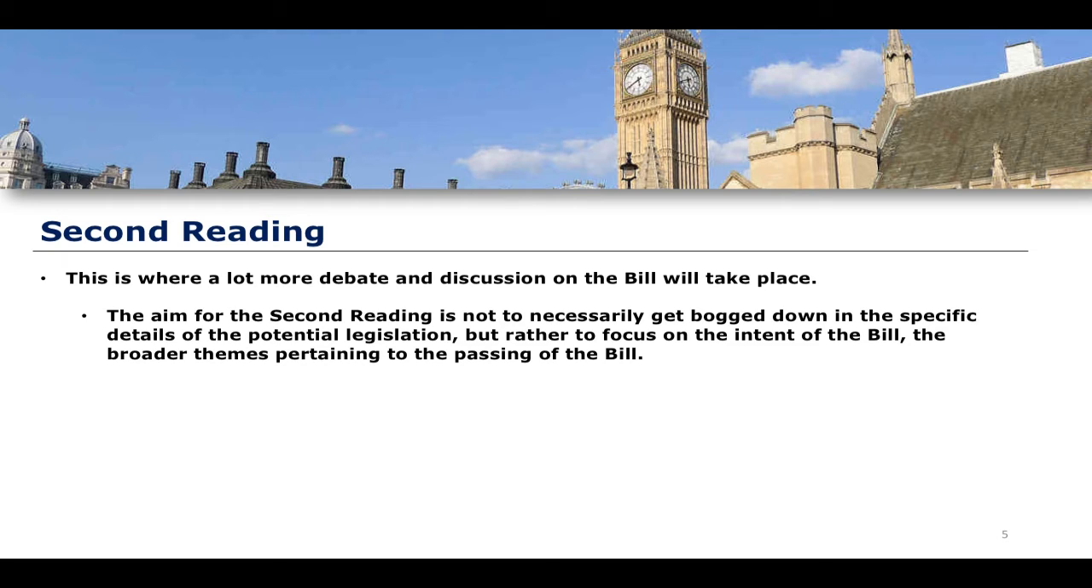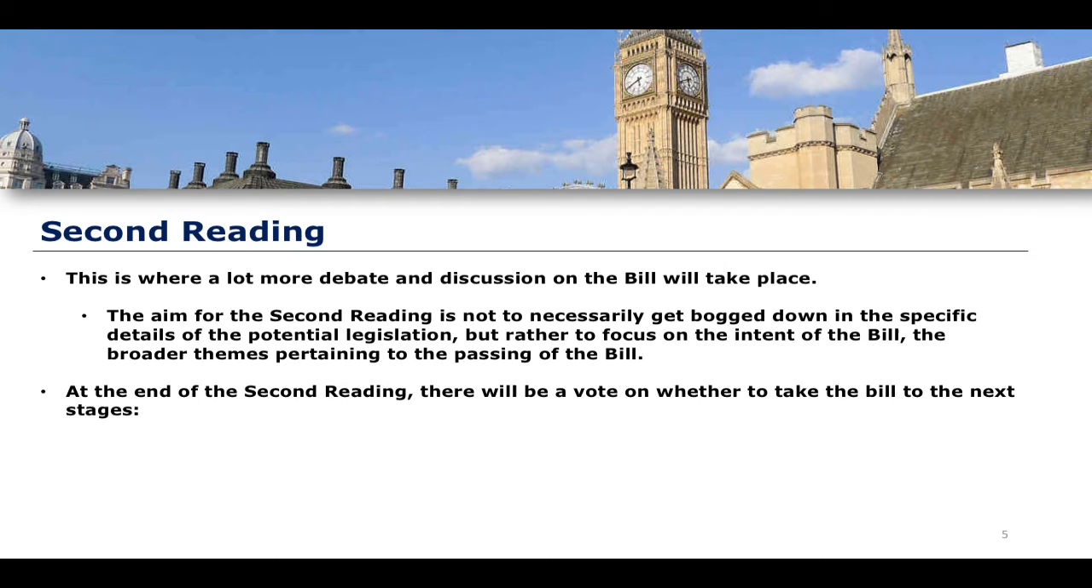But it is not a stage where we see the very, very specific details of the bill discussed, and the minutiae of the bill really amended, reformed and debated. At the end of the second reading, there will be a vote as to whether or not to take the bill to the next stage of the process.